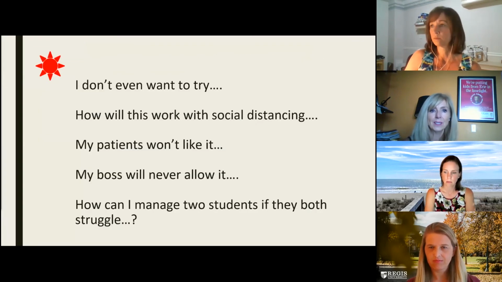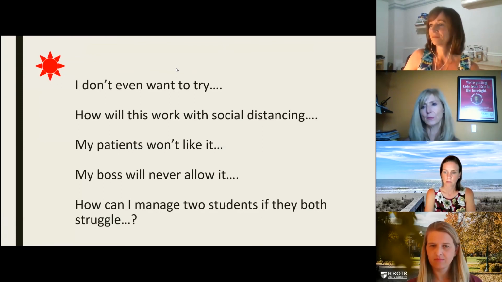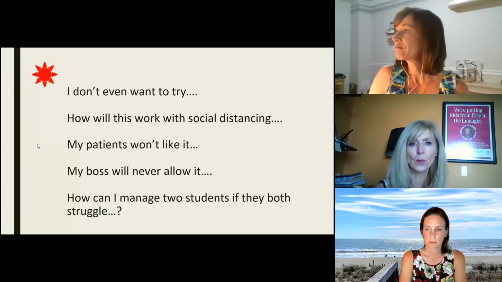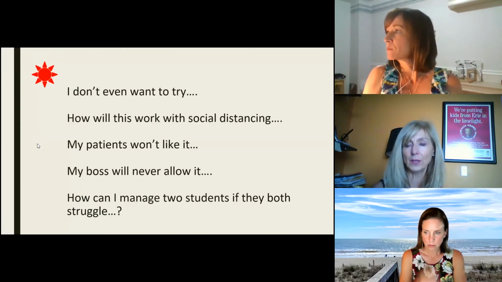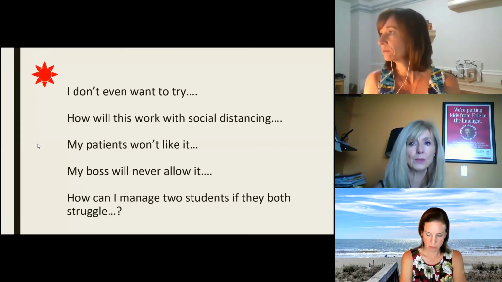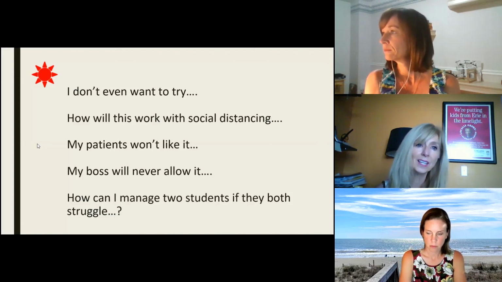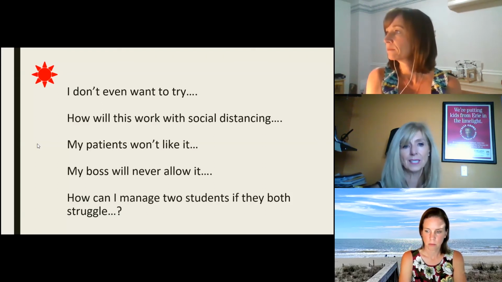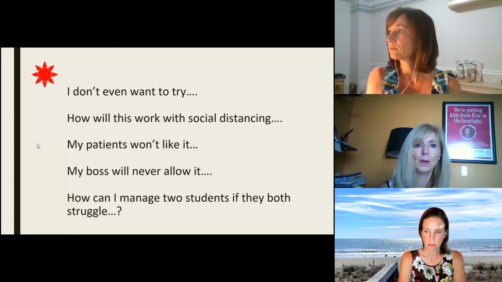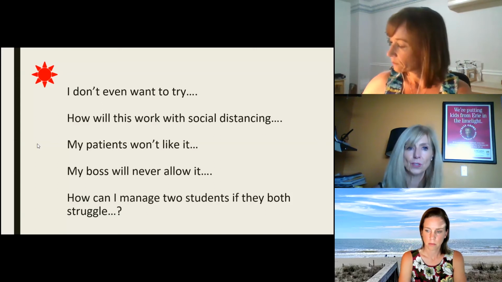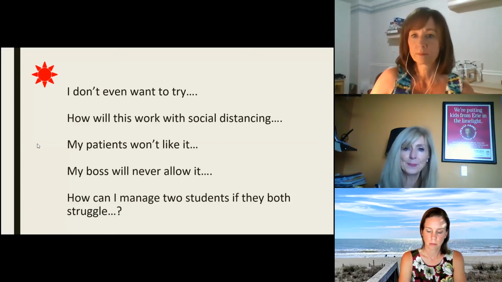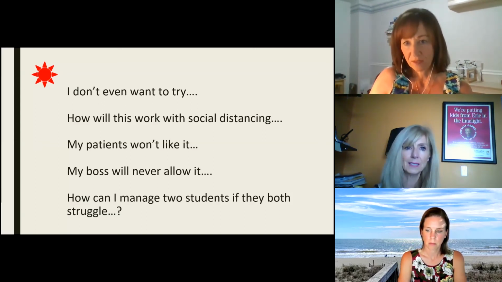Okay, so let's go on to the next slide. We have done these workshops in Colorado, North Carolina, and in the Northwest, and they've been very successful. These are some of the common themes that we heard, as well as what we've seen in the research. I don't even want to try this. How will this work with social distancing? My patients won't like it. My boss will never allow it. And how can I manage 2 students if they both struggle? So we're going to get into this a little bit. We'll go ahead and change the slide, please.